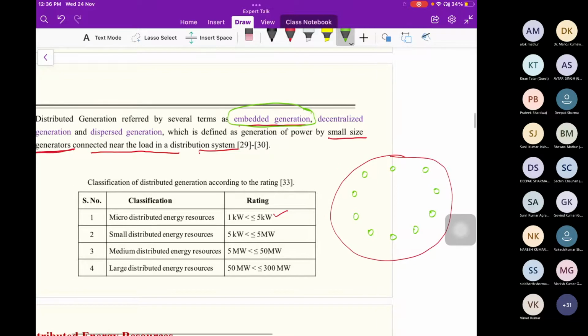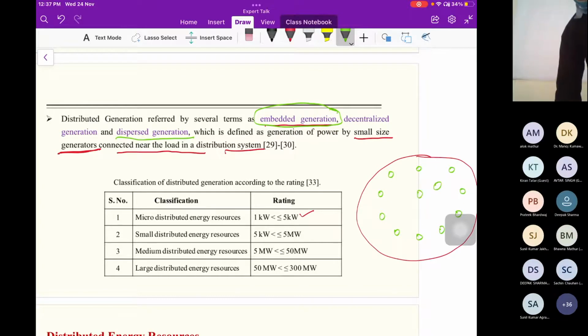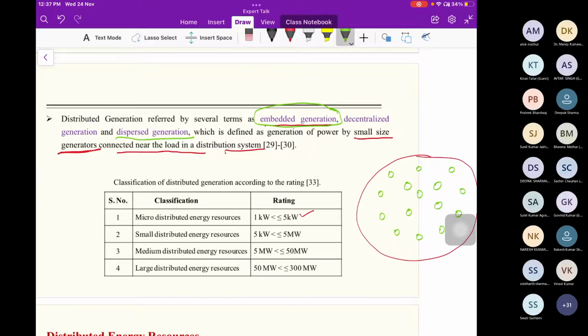Decentralized generation: the conventional system is centralized, with generating stations and a transmission system receiving commands from particular control panels, the controlling units. But in this condition, there is no centralized commanding unit. And dispersed generation means the generating units are spread throughout the distribution system. So that's why we call this dispersed generation.